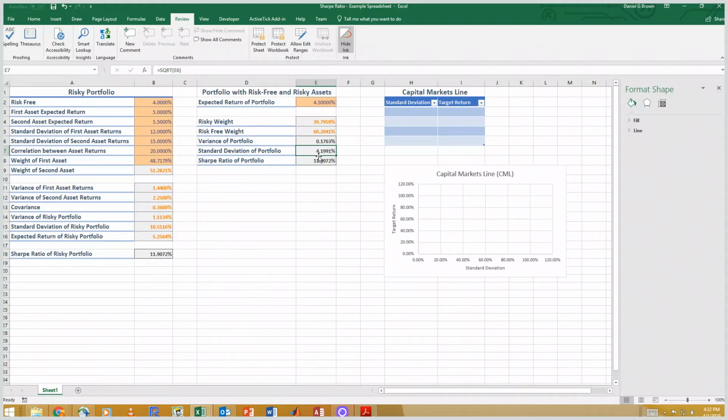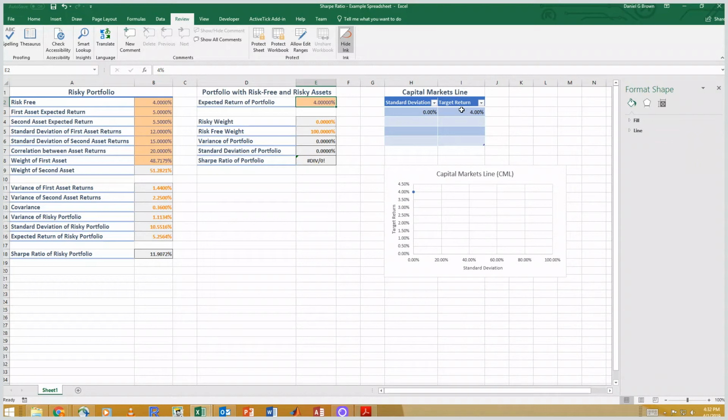Okay, so now what I want to do is demonstrate the capital markets line as a line, again, in standard deviation versus target return. So let's start by looking at a target return which is equal to the risk-free rate. My target return in this case is 4%, and my risk-free rate is also 4%, and the portfolio with the smallest standard deviation, where we can achieve a return of 4%, has a standard deviation of 0 because we're putting 100% of our money in the risk-free portfolio.